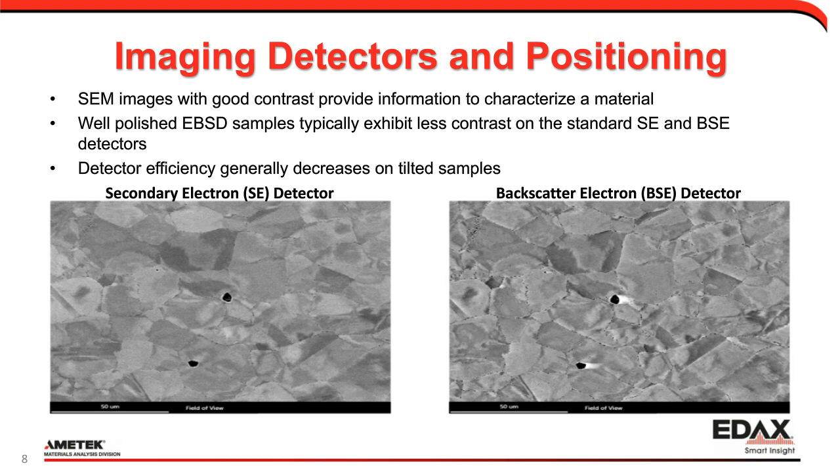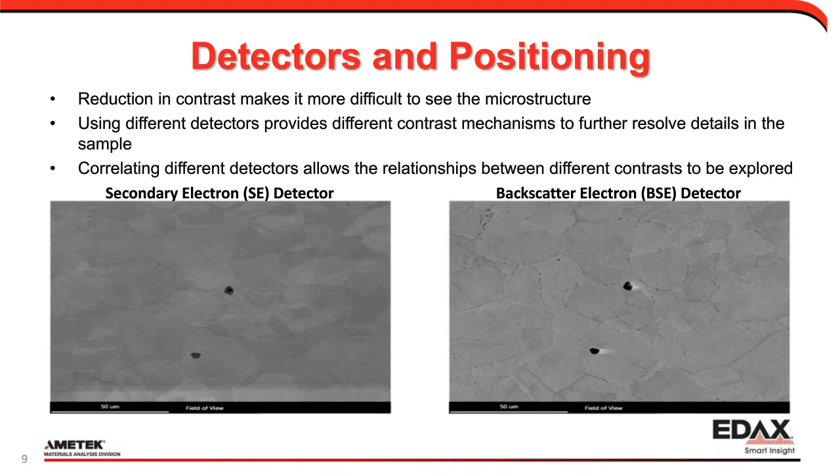The thing to remember with EBSD, though, is generally we polish the sample pretty well, and then we tilt it. So as we tilt our sample to around 70 degrees, we're changing the path of the electrons coming out of the sample, so they're no longer going towards the traditional detectors, and so their contrasts are not as optimal. And so it can be more difficult to see. And I think that's an important issue because, when we think about these images, contrast is information. Contrast tells us what we want to see in the sample.